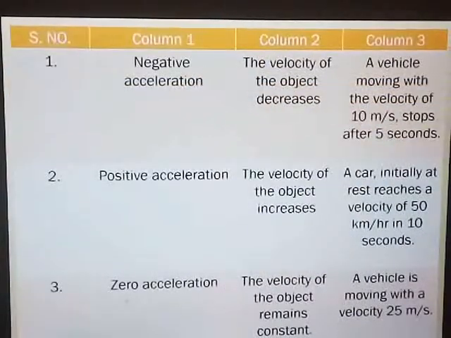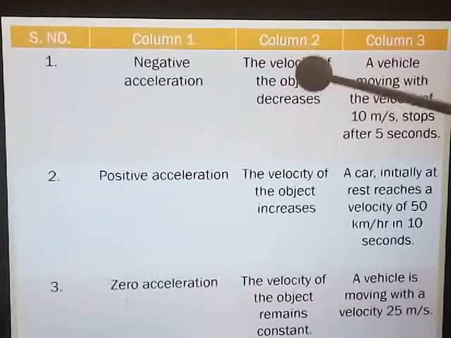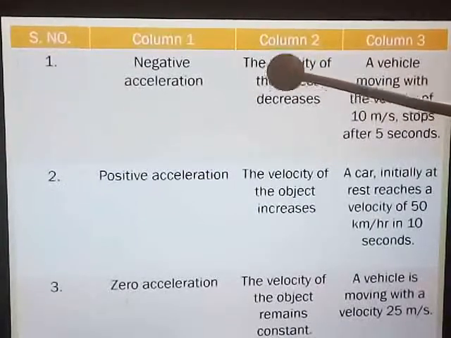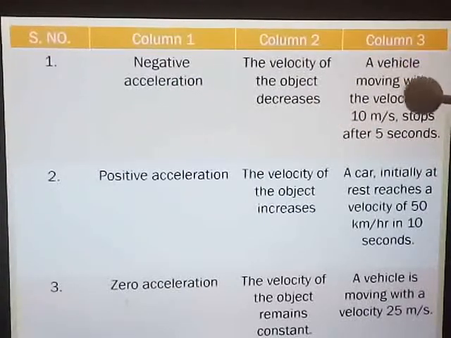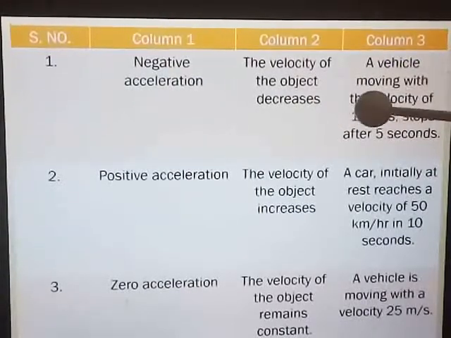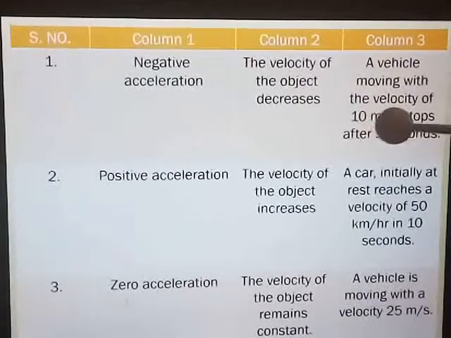Now negative acceleration. You all know what happens in negative acceleration. The velocity of the object decreases. So the answer in column number 2 will be the velocity of object decreases. In column number 3, your answer will be a vehicle moving with the velocity of 10 meters per second stops after 5 seconds. You can mark in your textbook.